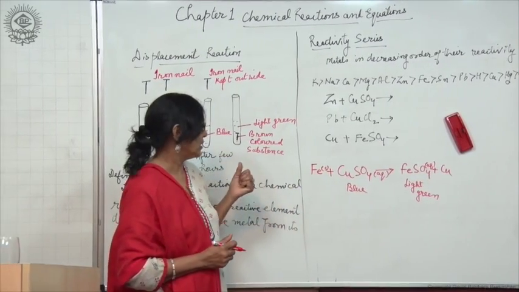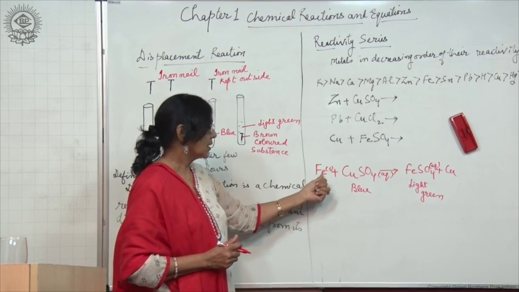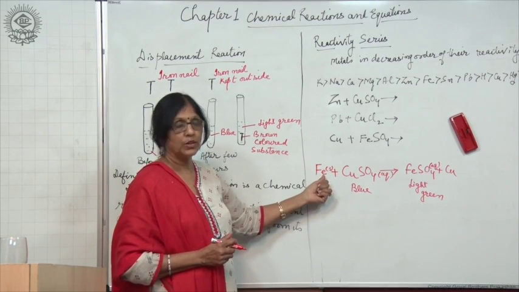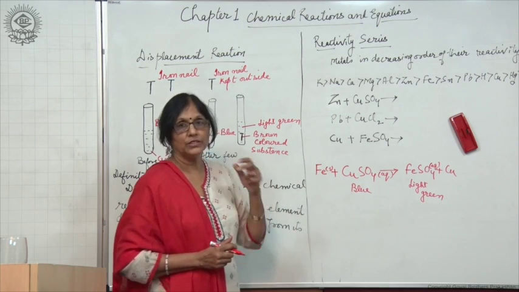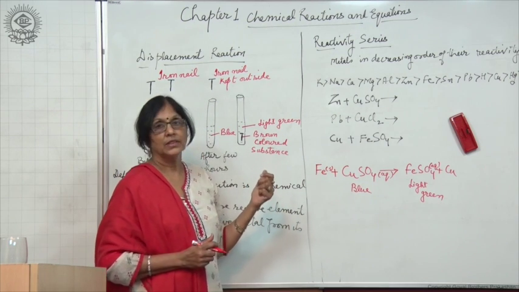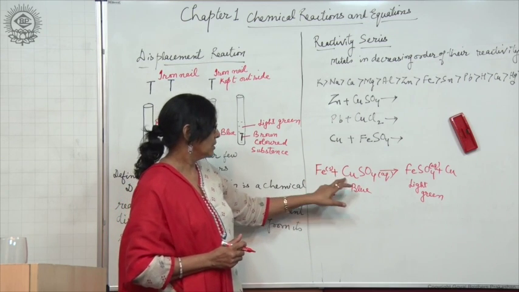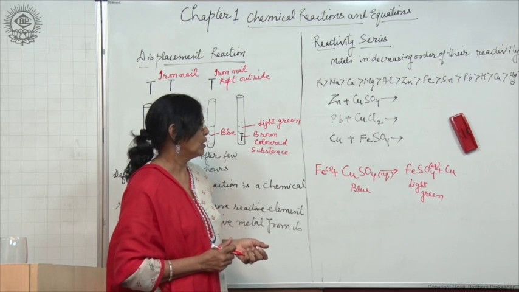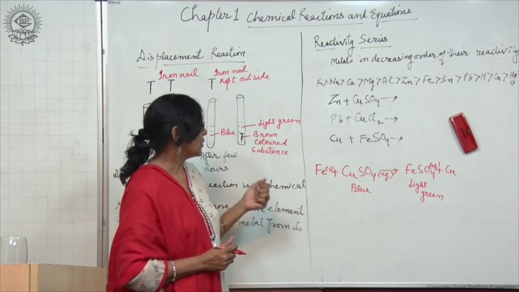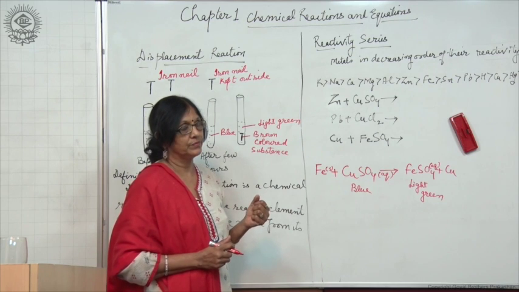Also, one more thing we will notice from here, what is that? That iron is more reactive than copper. So, two things you can see, one is a metal which is more reactive will displace the less reactive metal from its salt solution. So, such a reaction is called displacement reaction.